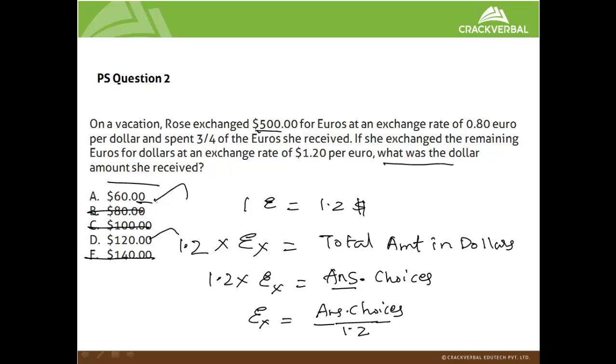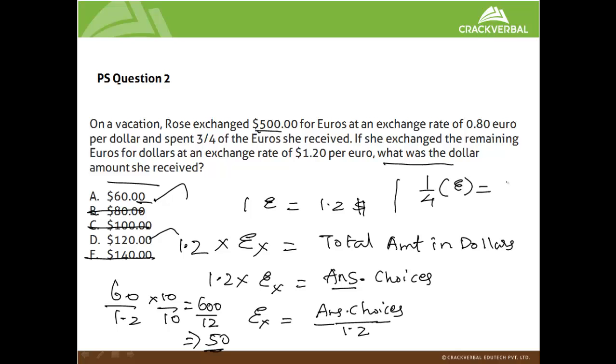Let's look at why A cannot be the answer. If I have 60, then 60 by 1.2, multiplying numerator and denominator by 10, is 600 divided by 12, which is 50. So what is this 50 according to the question? This 50 is what she exchanged, the remaining euros. The remaining euro is 50, which is 1/4 of whatever euros she had. So the total number of euros she had is 4 into 50, which is 200.